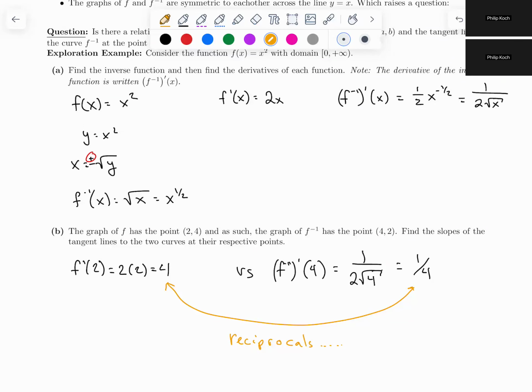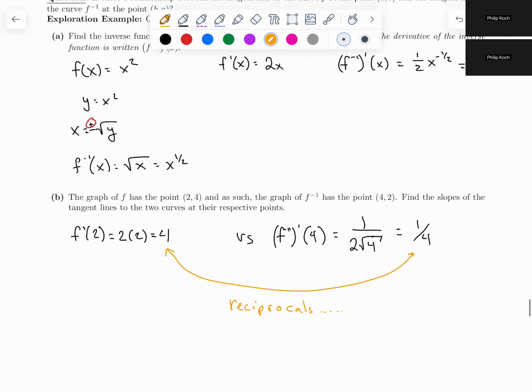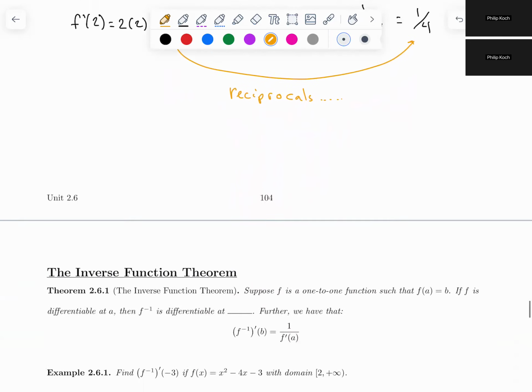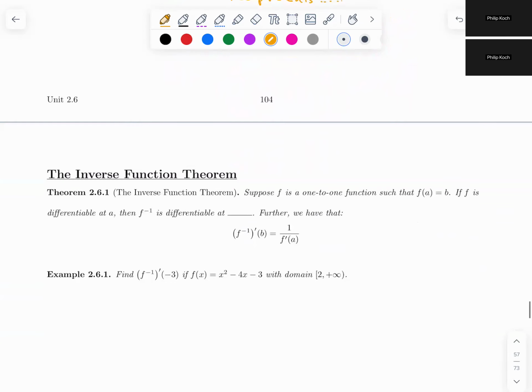Interesting. Was that a fluke? Does that always happen? Mathematicians wondered, and they wondered and they wondered. And then the Leibniz notation people, the rest of Europe, was like, I got it. Makes sense. This is not a coincidence. This is actually a very, very unique result. And that's the inverse function theorem.